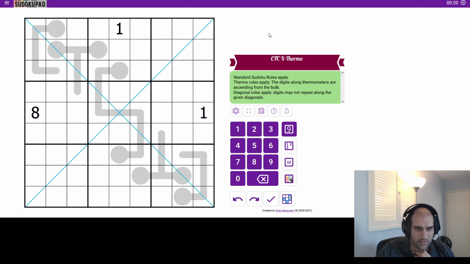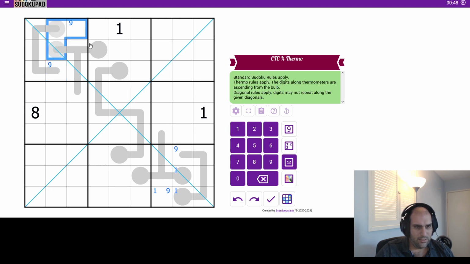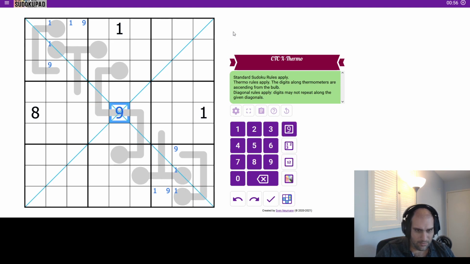So now in thermometers, our digits of interest are typically 1s and 9s. 1s can either go on a bulb or on a non-thermometer space. 9s have to go on the very end or in a non-thermometer space. So I think I'm going to have to look at where 9 can go on these diagonals. And I think I already see it, because none of these are an ending square, meaning that this has to be the 9.